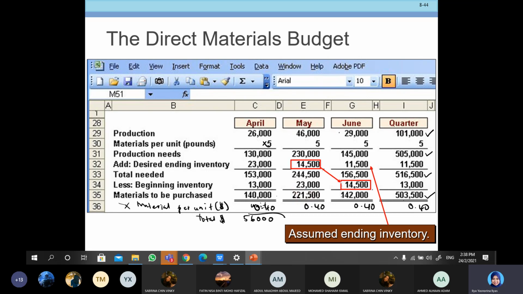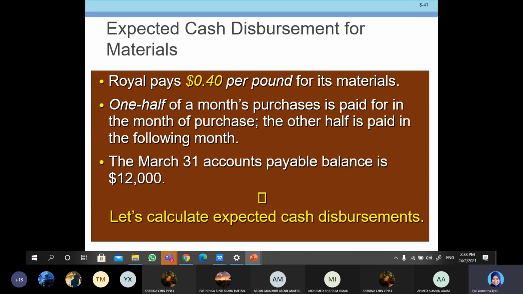So we times with 40. This is already in the question. Total is 56,000 for April. We need to pay 56,000 for April, but the supplier also comes with their term. 50% you pay this month, another 50% you pay next month. So we pay half in April, another half in May. One half in the month of purchase, another half will be paid in the following month.